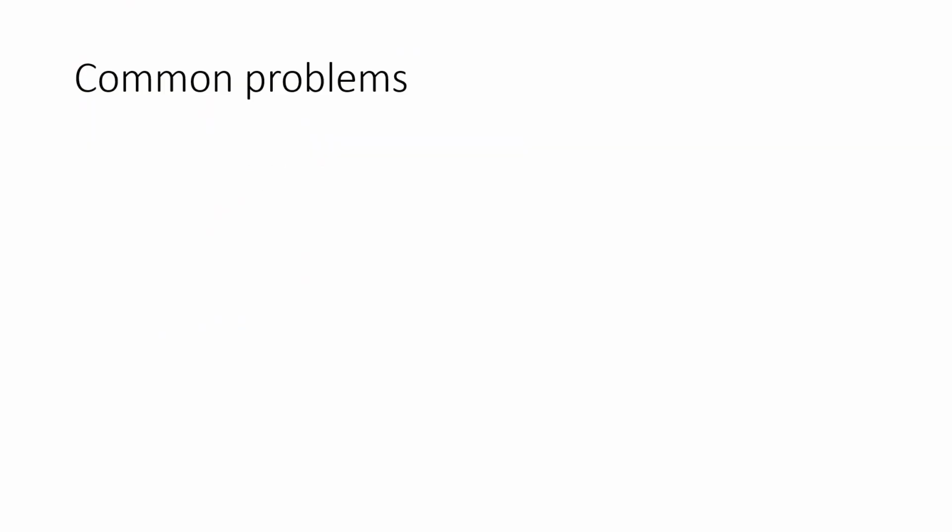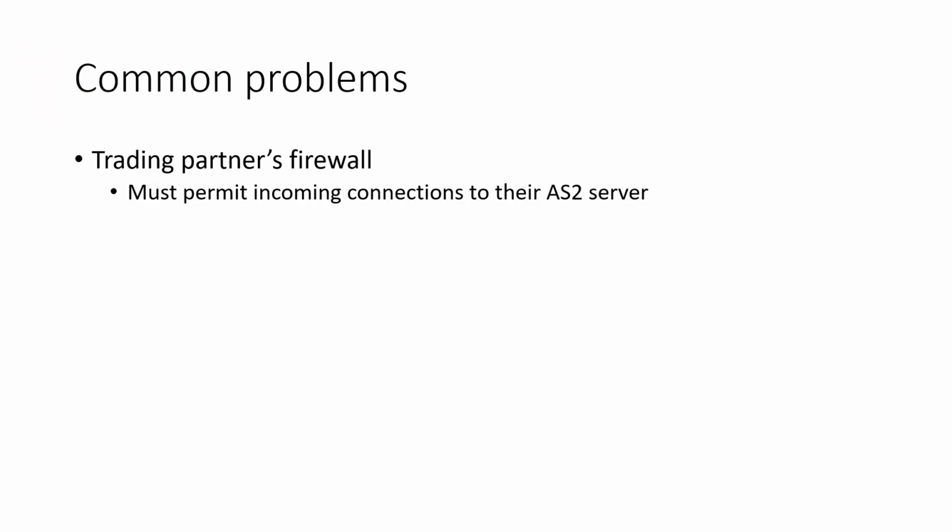One of the most common causes of AS2 connection problems are firewalls. The trading partner's firewall needs to be configured to permit incoming connections to their AS2 server. Otherwise, your server would be unable to send files to them. If this has not been done, or has been done incorrectly, then ZEDI will show multiple attempts to deliver the file until eventually it gives up.